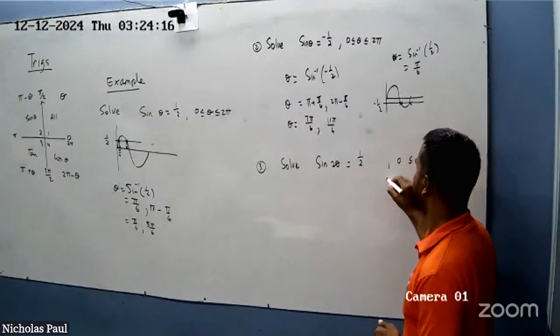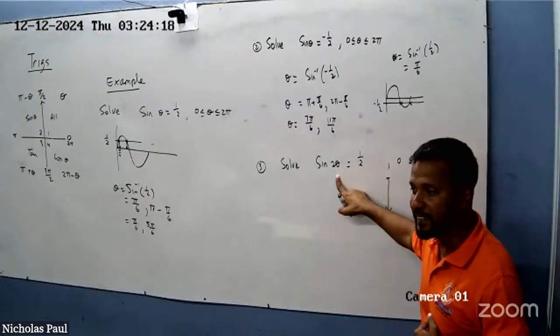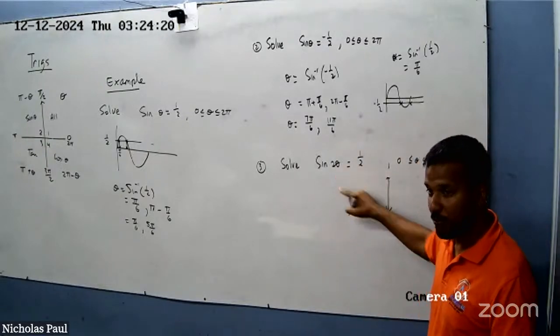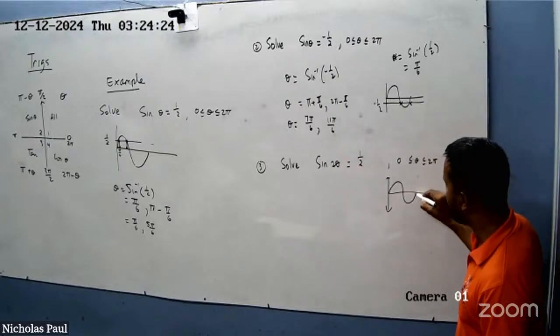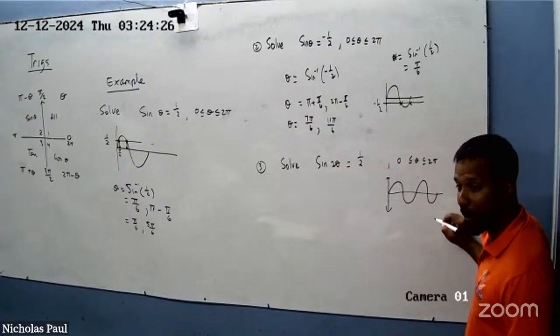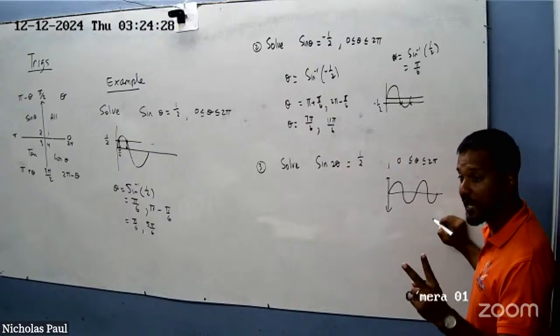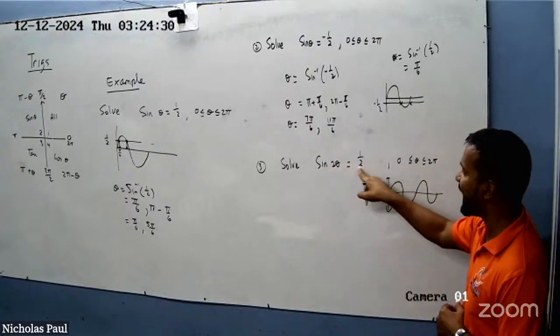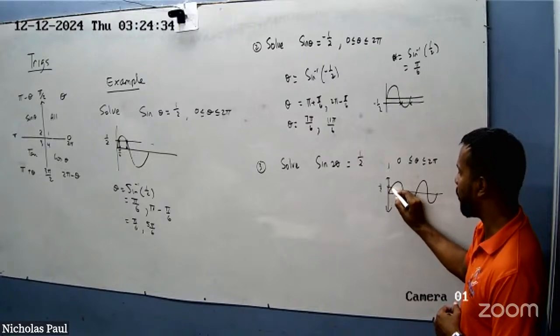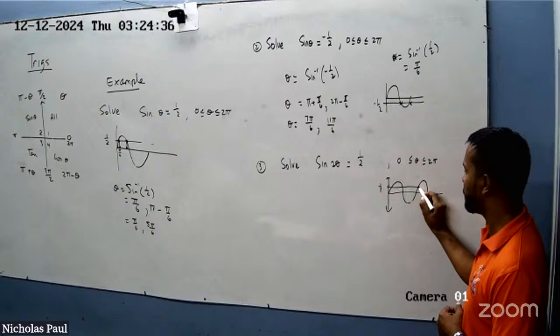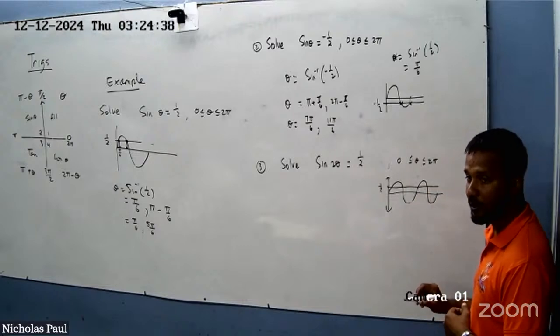So 2 theta means that the period is pi. So between 0 and 2 pi, you have 2 cycles. So when I say sine 2 theta is a half, you're going to cut 1, 2, 3, 4 times. So you're going to get 4 answers.